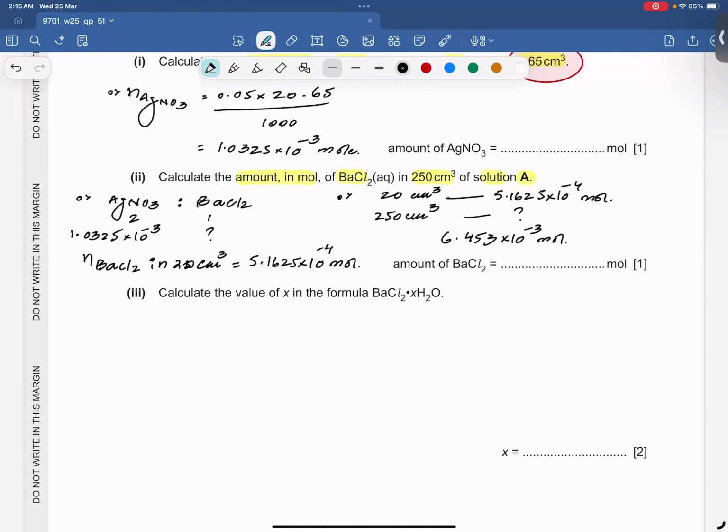1.0325 exponent minus 3 divided by 2, I'll get 5.1625 into 10 to the power minus 4 into 6.25. I don't know what I did. Hold on. 5.1625 exponent minus 4 into 250 divided by 20. I'm getting this answer.